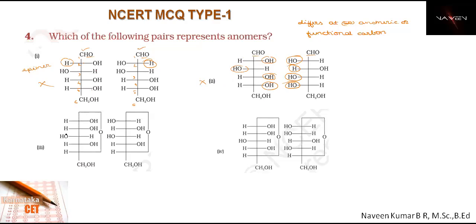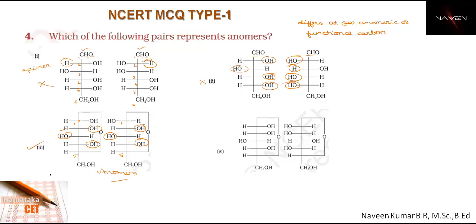Next, if you observe the third one, the positions of the groups are OH, OH on the second and third carbons, and the fourth carbon and fifth carbon's hydroxyl group is involved in the linkage with the first carbon carbonyl group. Hence, these represent the anomers.